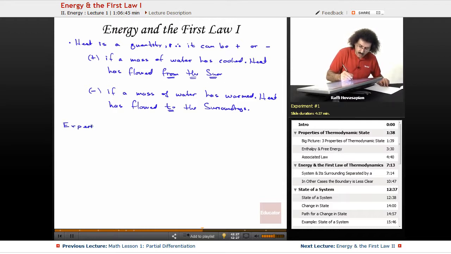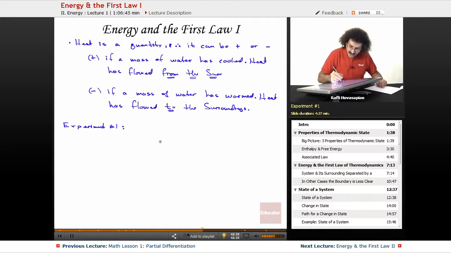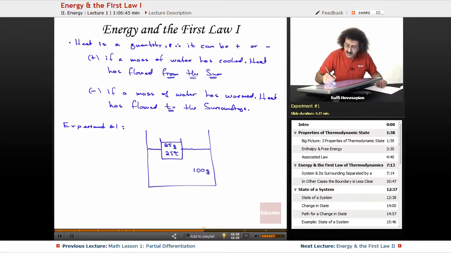So experiment number 1. I am going to take a beaker of water, and I'm going to have 25 grams of water in here, and it's going to be at 25 degrees Celsius. Now I'm going to immerse that in a larger beaker of water. In this case, this is going to be 100 grams of water, and let's put it at 80 degrees Celsius. Okay, so this is our surroundings.